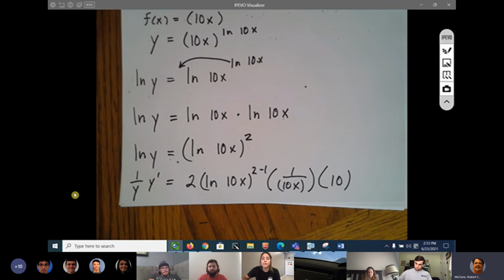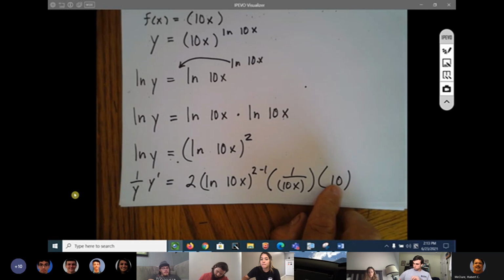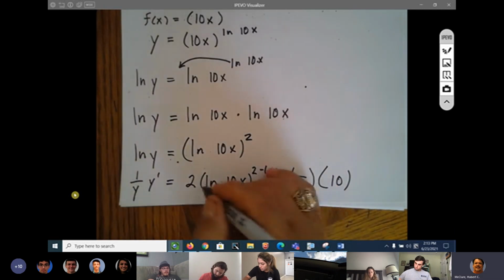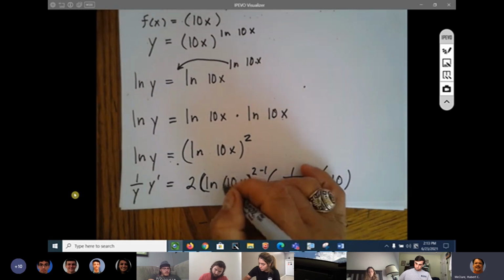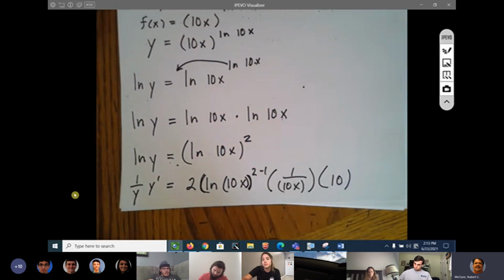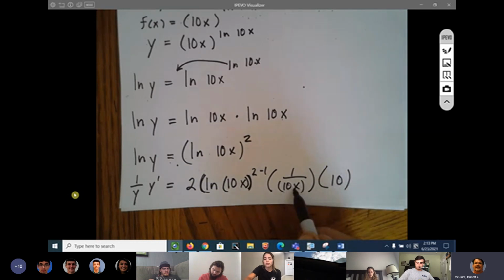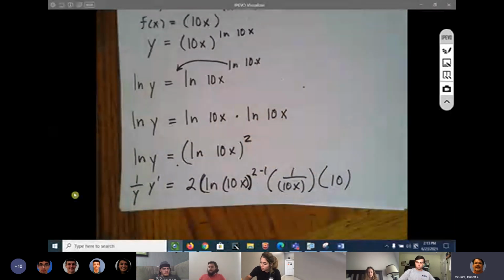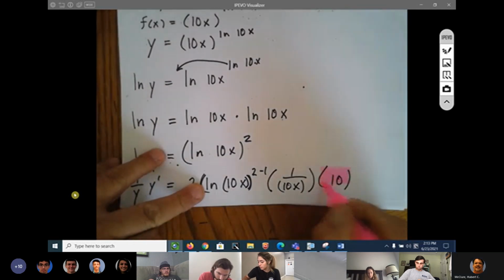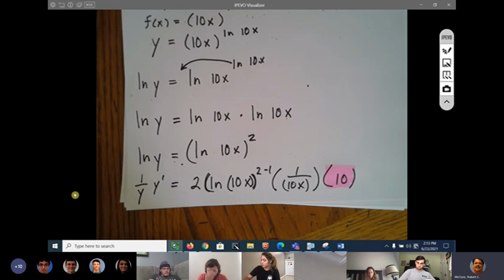Now, the people that sent me this problem, they didn't do this last part right here. Remember, this is 10x. This is in parentheses. And then this is in parentheses. So you've got not only to take the derivative of the natural log of 10x, you've got to take the derivative of the natural log of 10x, and then you got to take the derivative of what's inside. And this right here is the part that people leave off. That's the part they leave off right there.